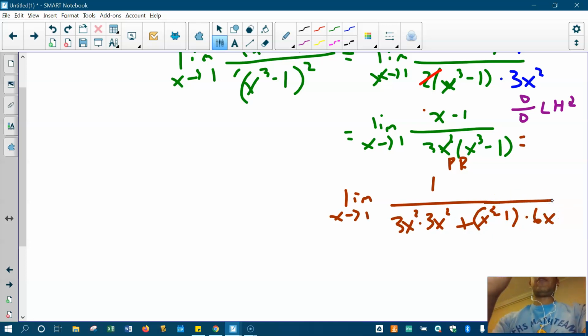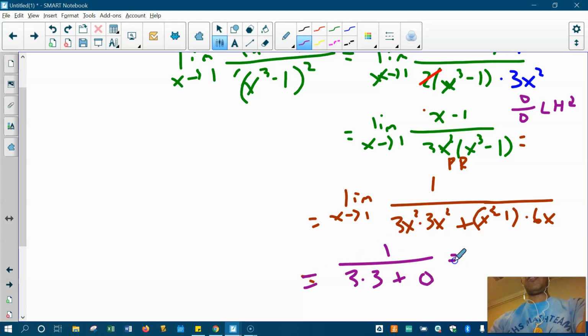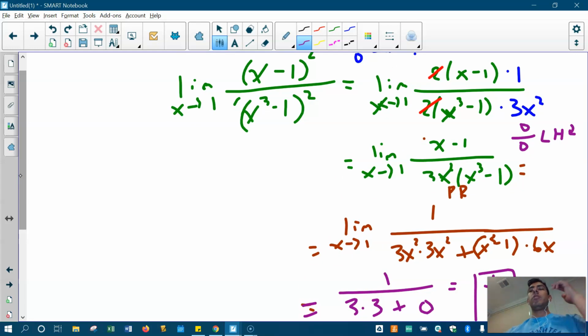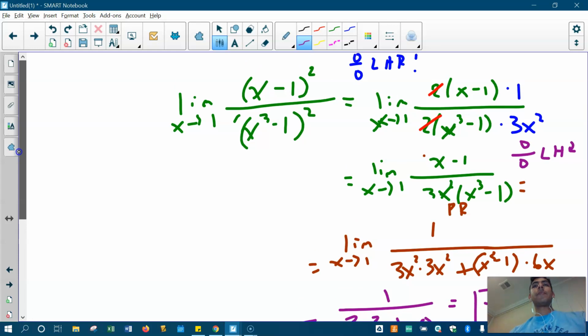Okay, now let's evaluate our limit and see if we got lucky here. So if we plug in 1, we get 3 times 1, which is 3 times 3, plus 1 minus 1 is 0, so plus 0, it's under 1 rather, which is 1 over 9. So this limit is 1 over 9. And this would be an example of where you could use L'Hopital's rule multiple times until you actually get a value that you may have been expecting.